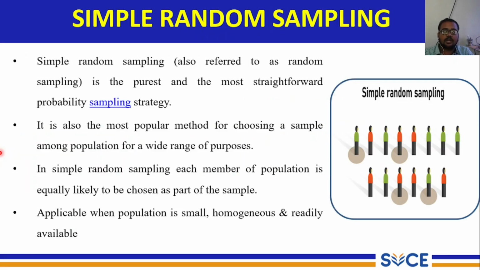What is simple random sampling? In the previous video, we have seen what sampling is about, sampling population, what lot size refers to, and what sampling unit and sampling element refer to. So simple random sampling is one of the most straightforward probability sampling strategies. It is a method for choosing a sample population from a wide range of options, right? So in simple random sampling, each member has an equal chance of being chosen as part of the sample. You could see here there are closer to 12 or 14 members.